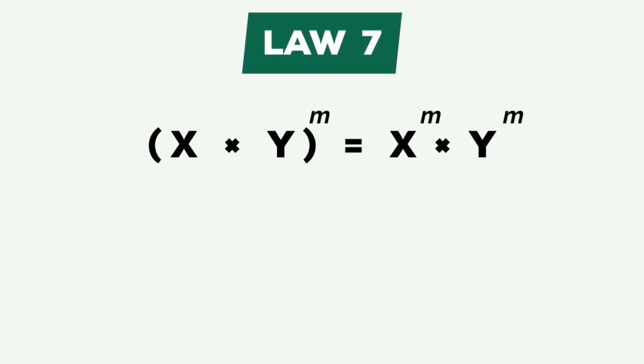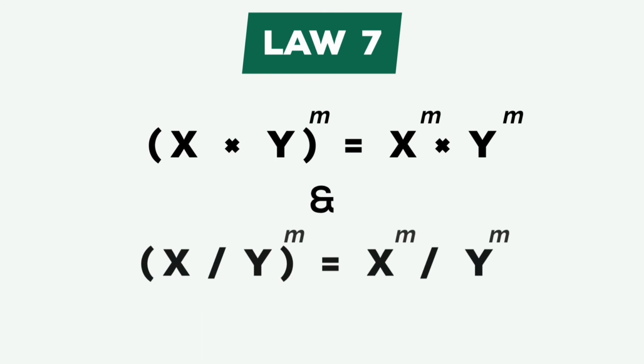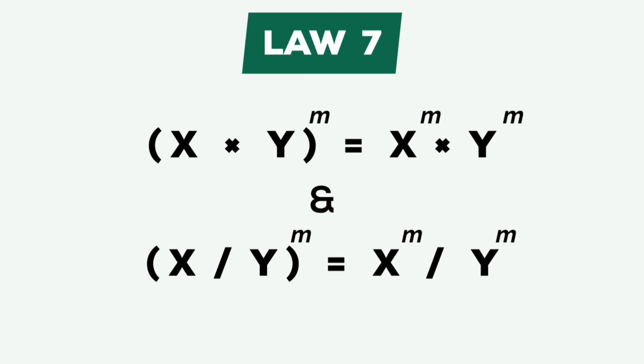Seventh law, x into y whole to the power m is equal to x to the power m into y to the power m, and x by y whole to the power m is equal to x to the power m upon y to the power m.